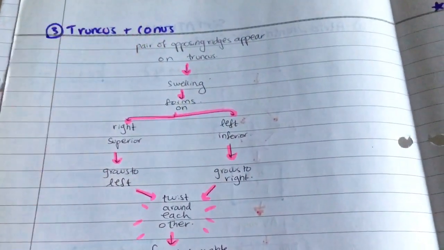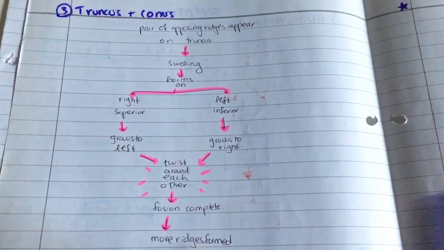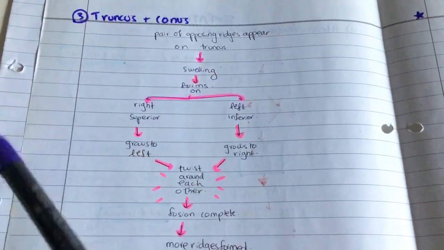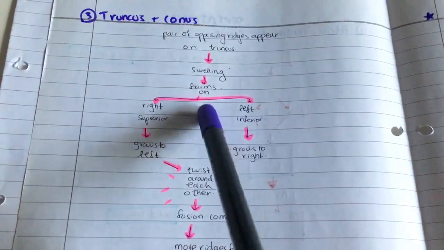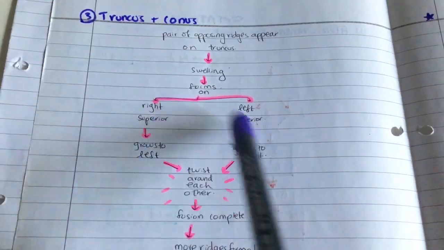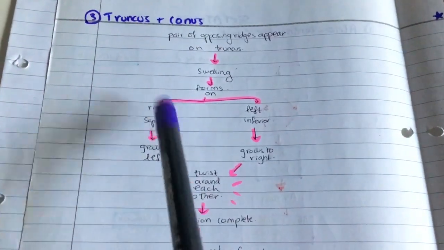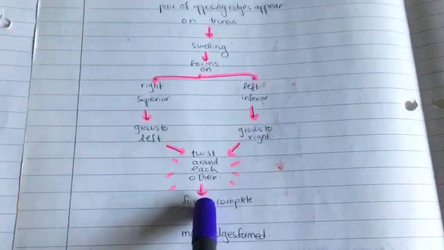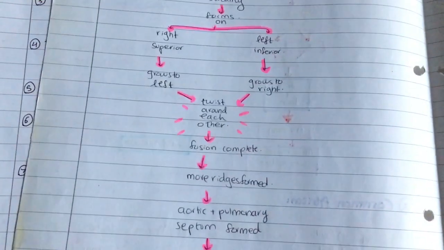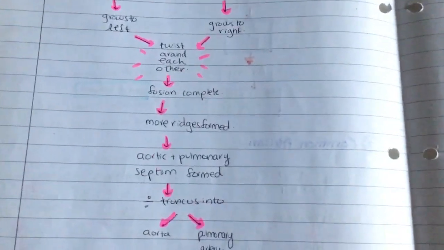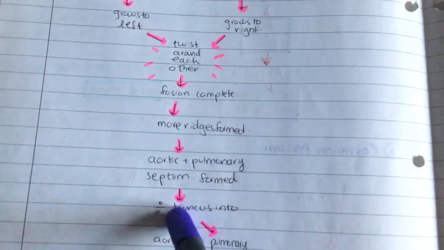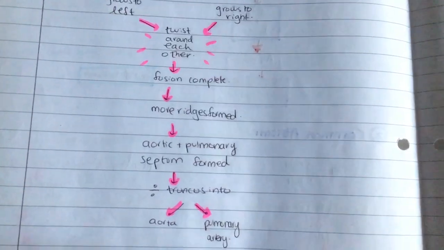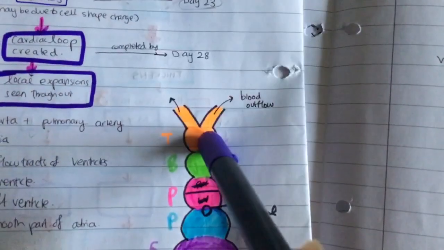Third is the truncus and the conus. Okay, so basically a pair of opposing ridges appear on your truncus, and they swell, and swellings form on the right superior end and the left inferior end, and the right side grows towards the left and the left side grows towards the right, and they twist around each other, and your fusion is complete, and you have some more ridges formed, which then leads to the formation of the aortic and pulmonary septum, which divides the truncus into aorta and pulmonary artery. This is the truncus, by the way, in case you forgot.